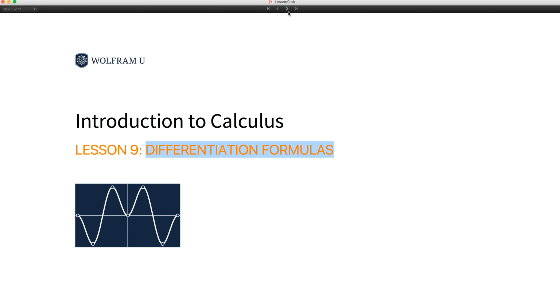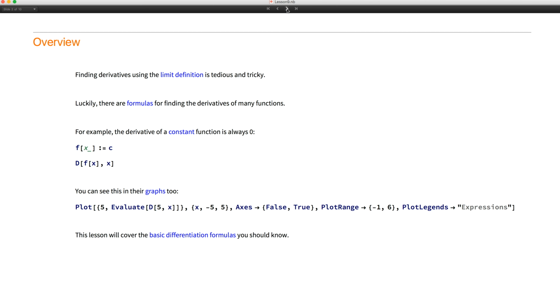So let's begin with a brief overview of today's lessons. The point is that one can find derivatives using the limit definition, but in practice, this is quite a tedious and tricky approach, and one wishes that there was some simpler way of finding derivatives in practice. And luckily, there are formulas which help us to find derivatives of many commonly occurring functions.